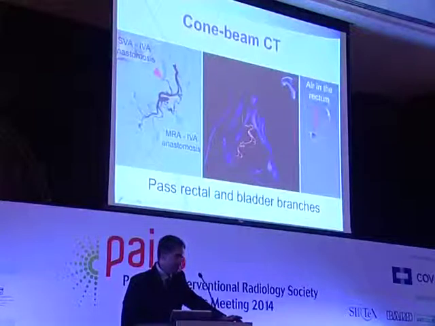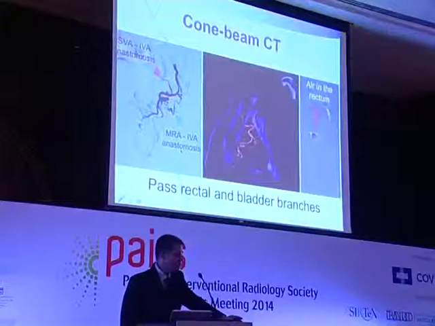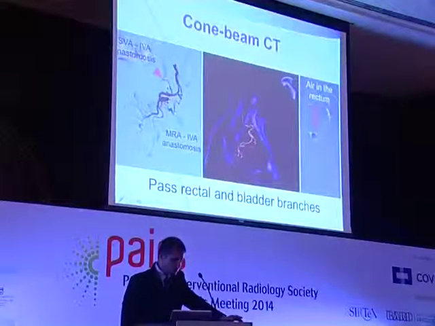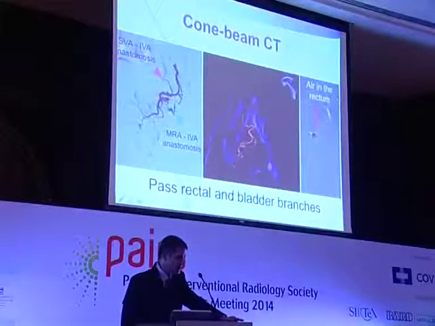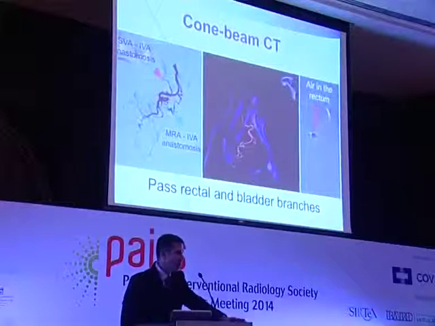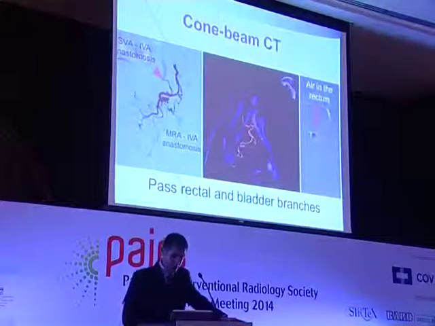We see air in the rectum. So this artery is an anastomosis to the rectum, and this one is an anastomosis to the bladder. So we must pass all these branches to avoid complications. Nobody wants a rectal ischemia, rectal necrosis, or a bladder necrosis.